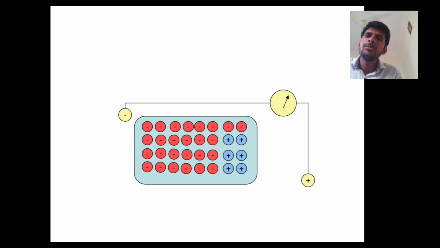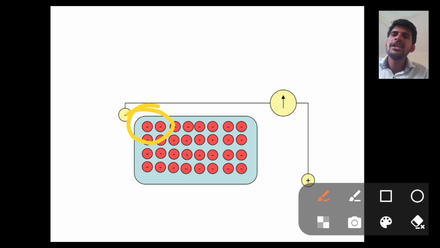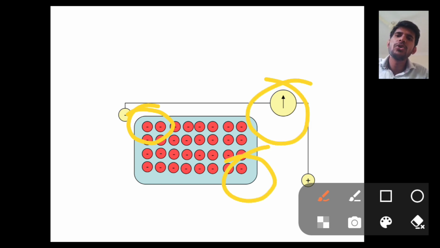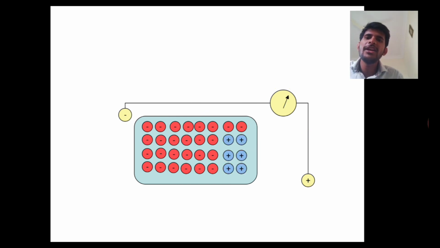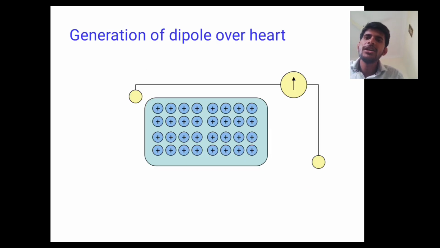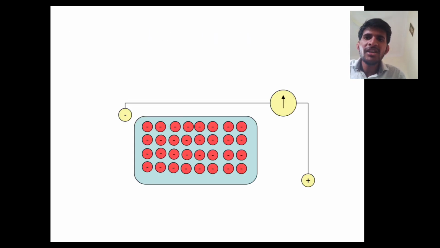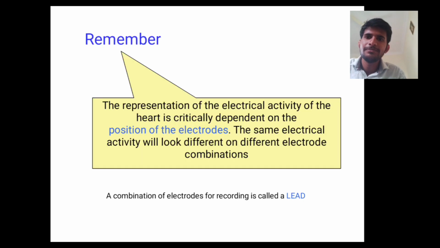As more and more is covered, the deflection decreases. At one point, everything will be negative. Therefore, there is no potential difference, and there is no deflection. If everything is positive, as previously, it also didn't show any deflection. You can see everything is positive. There is no deflection. In the same way, when everything is negative, there is no deflection.